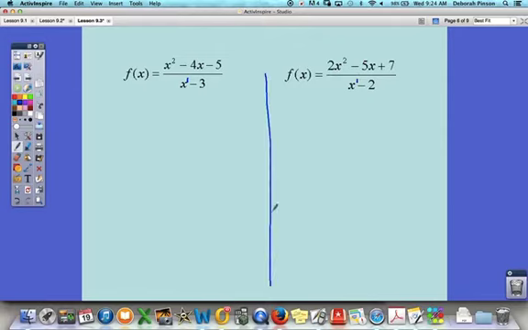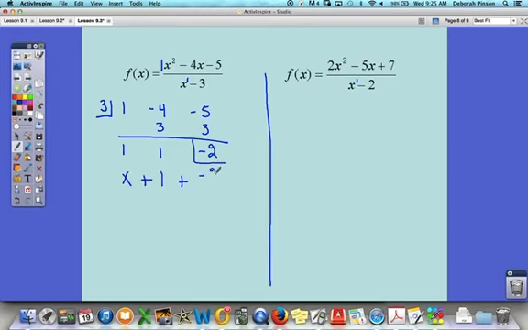So here's how you're going to find your slant asymptote. You're going to do division. Divide the bottom into the top. I'm going to do synthetic division here, mainly because I can. So 1, -4, -5. And let me do my synthetic division quickly. So my answer is x plus 1 and -2 over x minus 3. Okay, so here's the deal with slant asymptotes. Your remainder does not matter. You can mark it out. The rest of it, put a y equals in front of it, that's your slant asymptote.